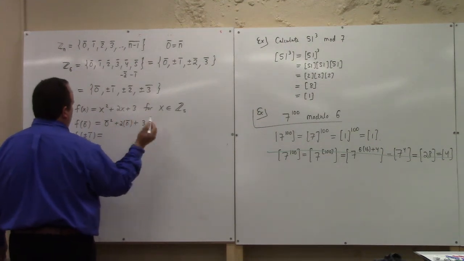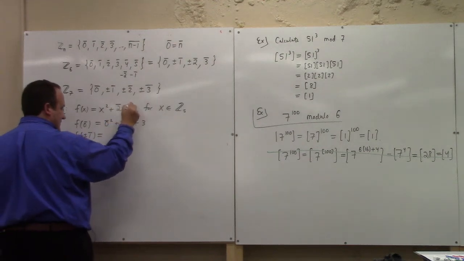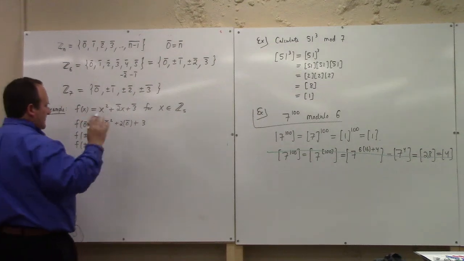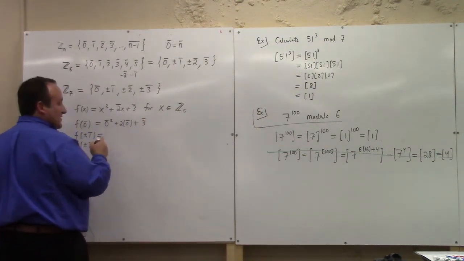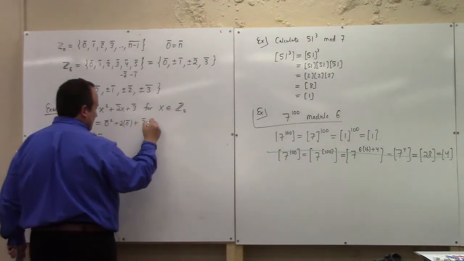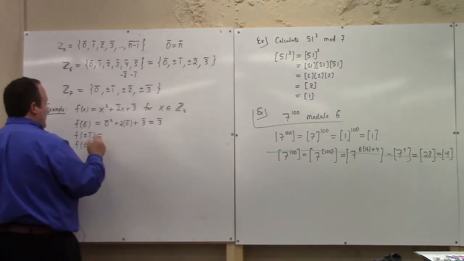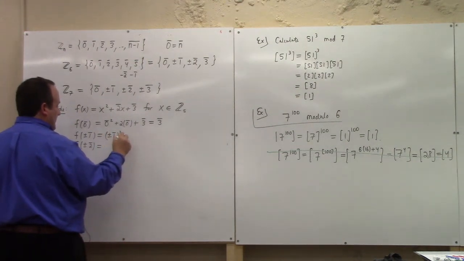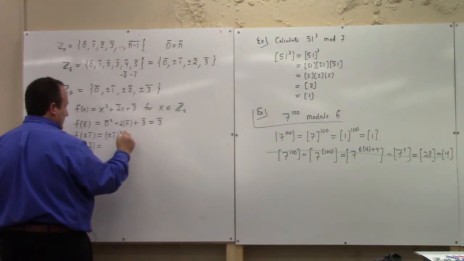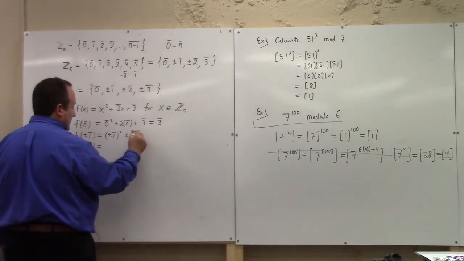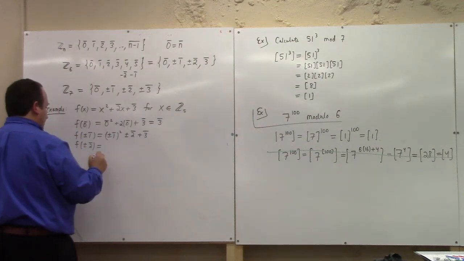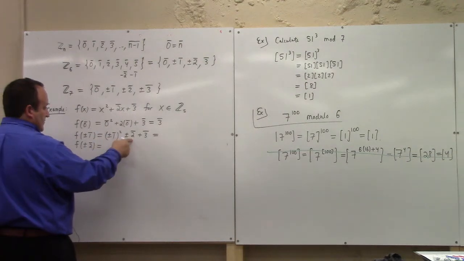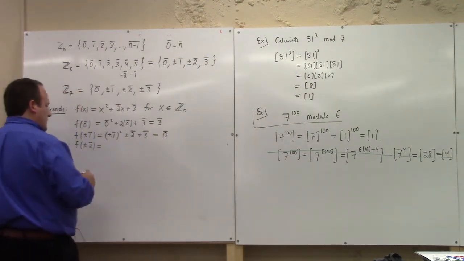To be fair, I should really be putting the bars in, but at some point you get tired of it and you're just like, fine, no bars. But the point is, when you plug in 0, you get 3. Plug in plus or minus 1, I'm already tiring of the bars. Plus or minus 1 bar squared, plus or minus 2 bar, plus 3 bar, which is what? Plus or minus 1 squared is still 1. So 1, looks like that's 0. Is that right?